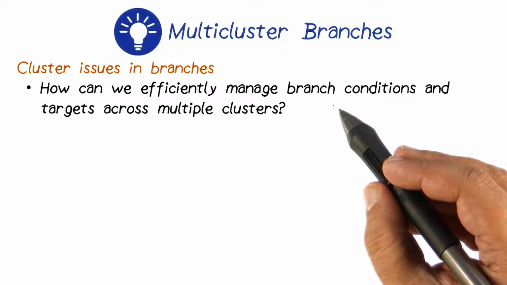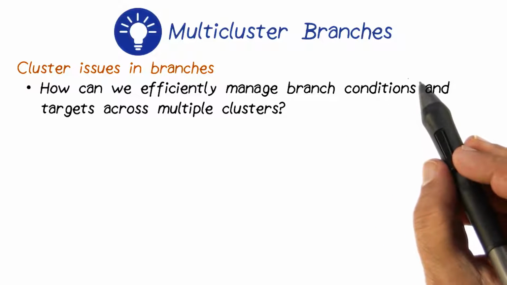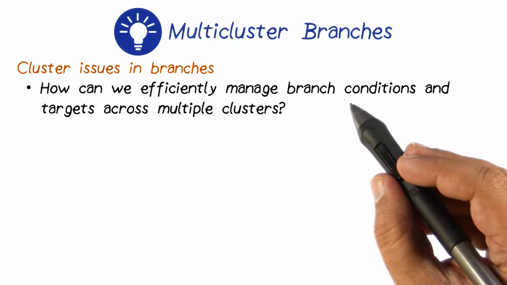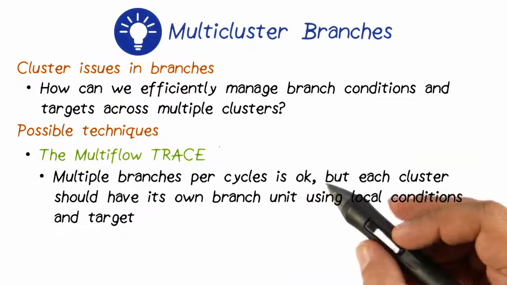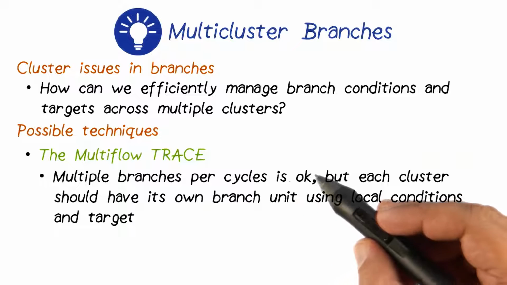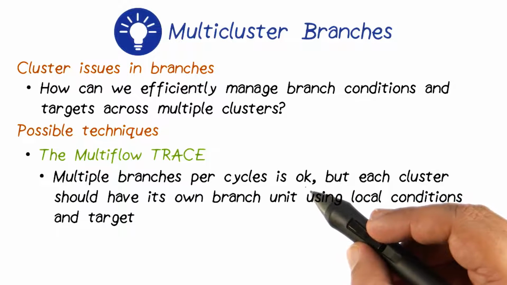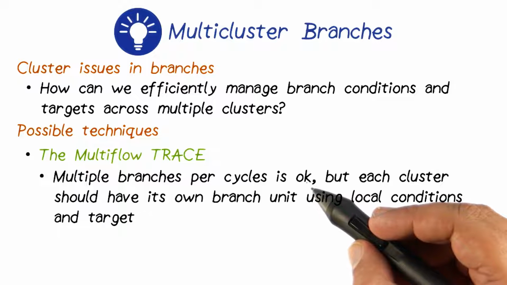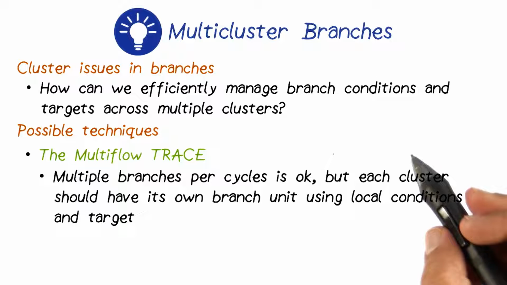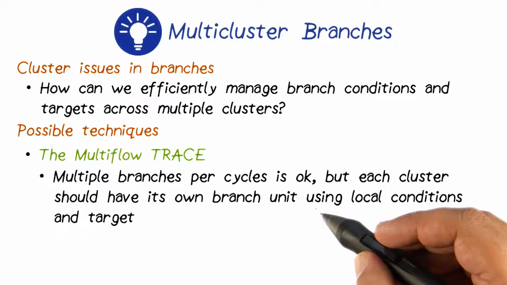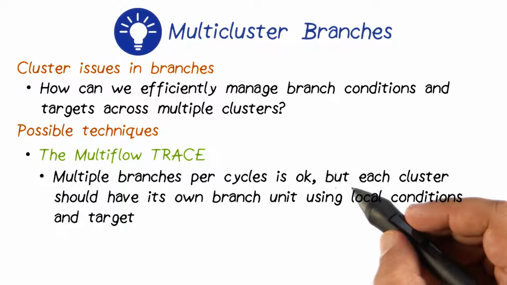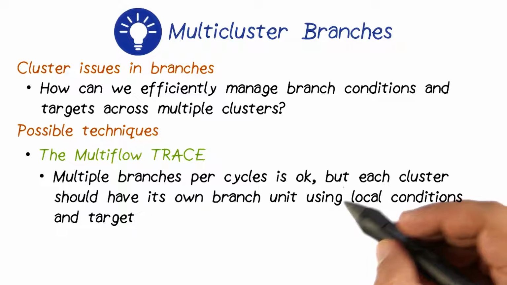Now their implementation has to be considered again in clustered VLIW architectures. So the question is, how can we efficiently manage the branch conditions and targets for multi-way branches across multiple clusters? The solution was adopted in one of the architectures called multiflow trace. So multiple branches per cycle were okay. In other words, to implement multi-way branches, we had multiple branches per cycle, but each cluster had its own branch unit using local condition and target. So in other words, the branch was completely independently computed in terms of its condition and target.